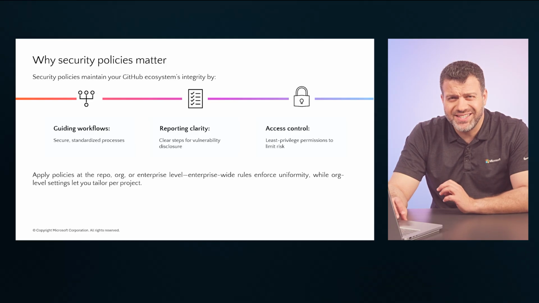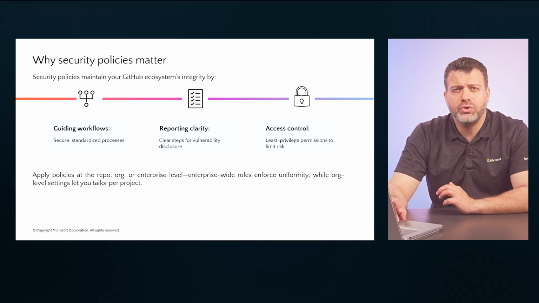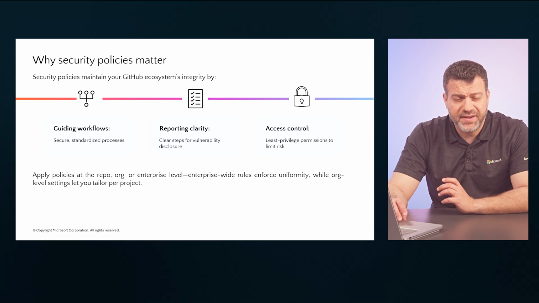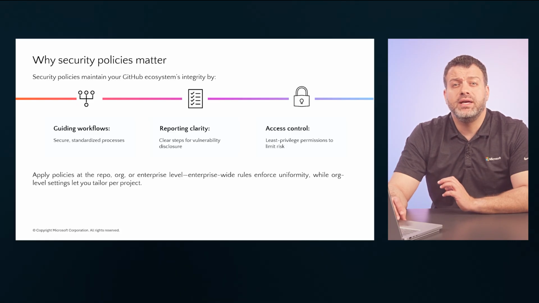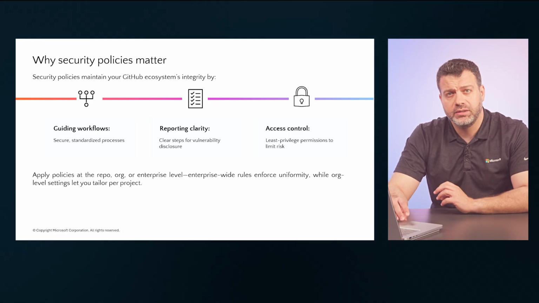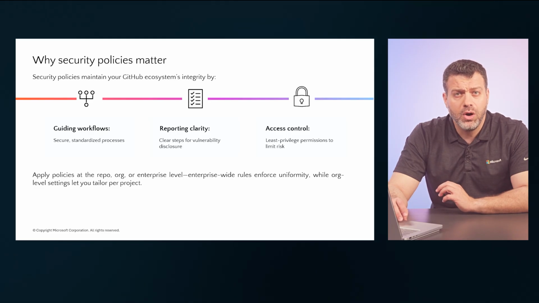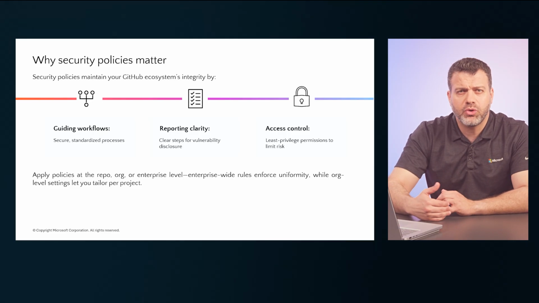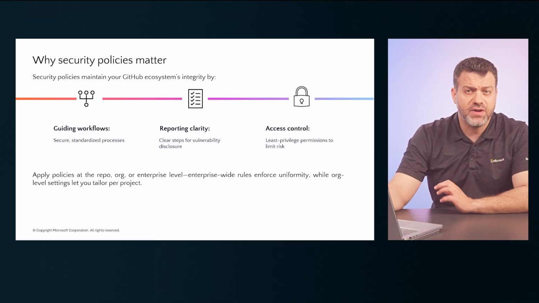Security policies bring consistency. They standardize how teams build, review, and ship code, so security becomes part of your workflow. They also provide clarity. When a vulnerability is found, everyone knows exactly how to report and respond. And most importantly, they enforce least privilege access, reducing the risk of unauthorized changes. The real value is scale. You can apply these policies at the repo, organization, or enterprise level, giving you both control and flexibility. So instead of reacting to issues, you're creating a secure foundation that teams follow by default.